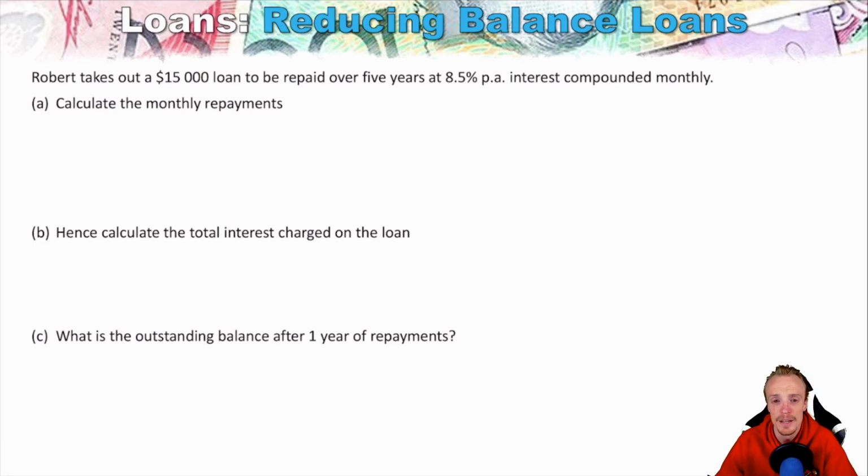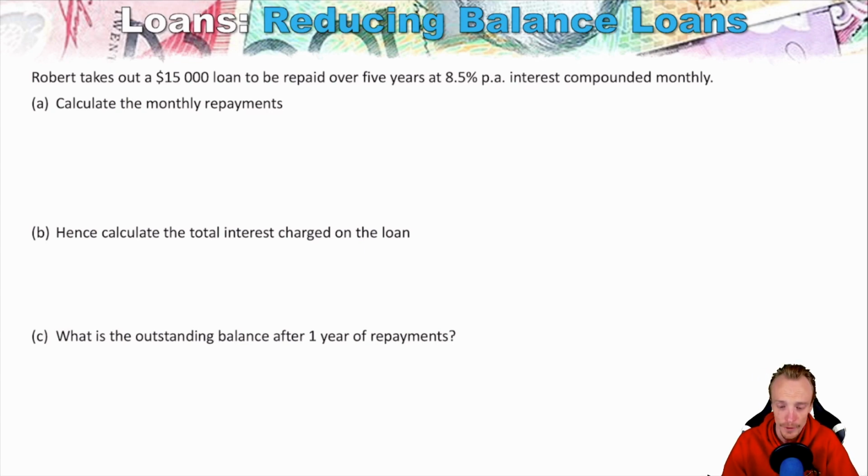So in front of us here, we've got Robert takes out a $15,000 loan to be repaid over 5 years at 8.5% per annum, interest compounded monthly. So first thing is we need to calculate the monthly repayments of the loan. This is a very common thing that you need to be able to do, because you have to be able to calculate how much interest you're going to be charged over the period of the loan, or how much you're going to have to pay in total over the loan, or many other different things. It all comes back to, first of all, looking at what your regular repayments are actually going to be. And this is something that's even important when you're working out, can you actually afford this loan?